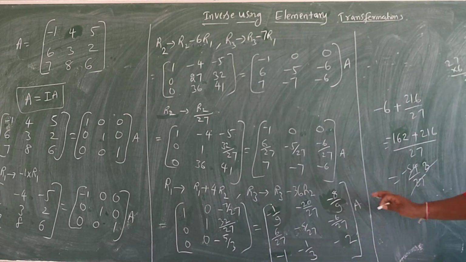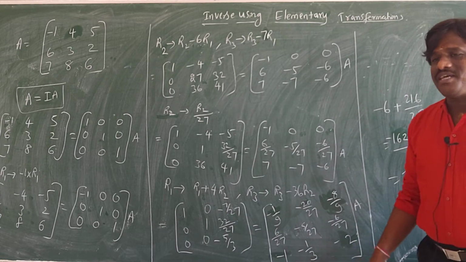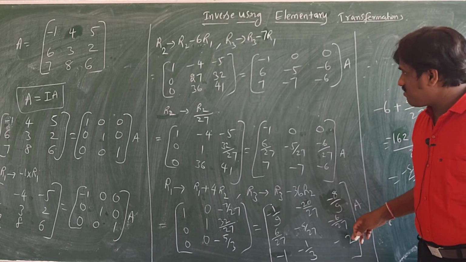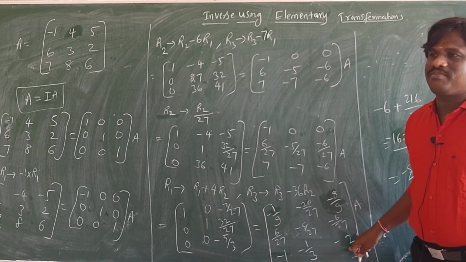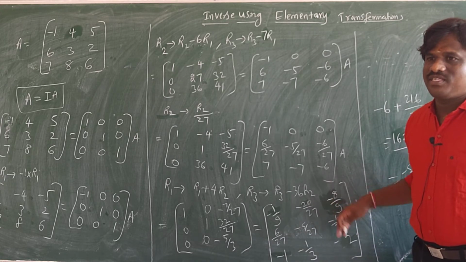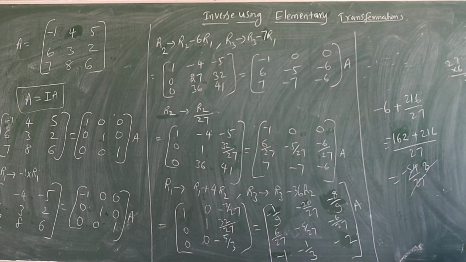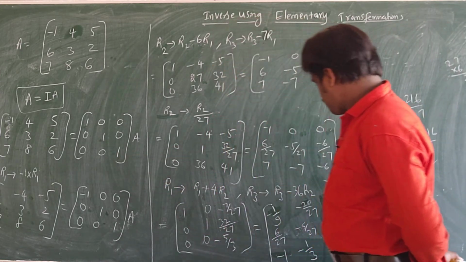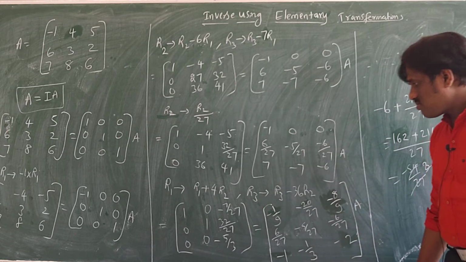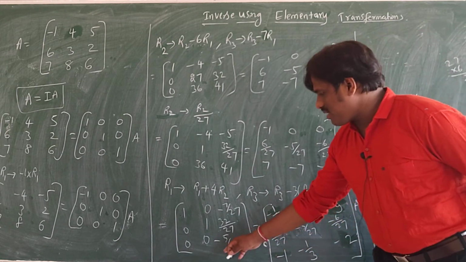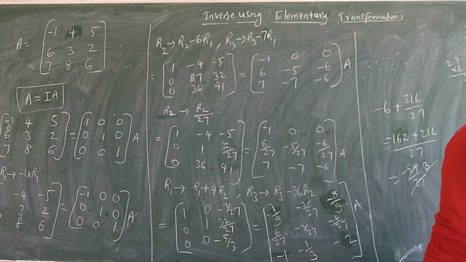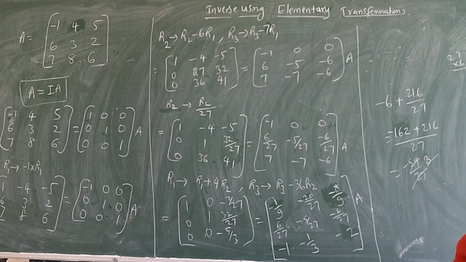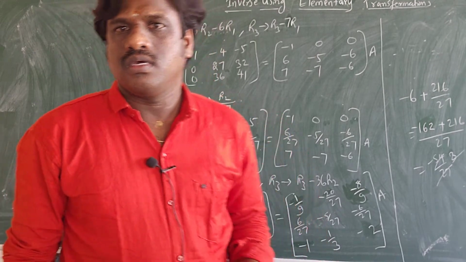Okay, so this one you got, right? Now what is our next target? No, where is 1? This one we have to make 1, then we have to do all these. No, that one. Minus 5 by 3 should be 1. Right, minus 5 by 3 you have to make 1. Come on.